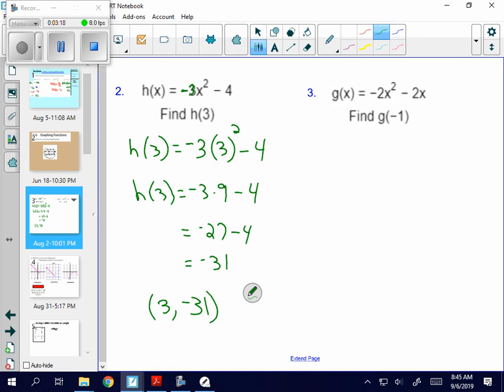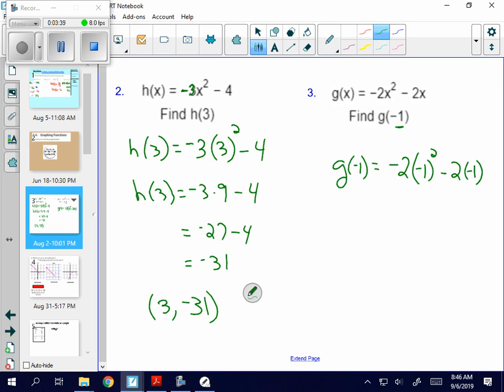All right, let's try number 3. Find g of negative 1. So g of negative 1, let's plug these in carefully. Here's this negative sign. Here's my 2. Plug in your negative 1. Please use parentheses. Minus 2 times negative 1.